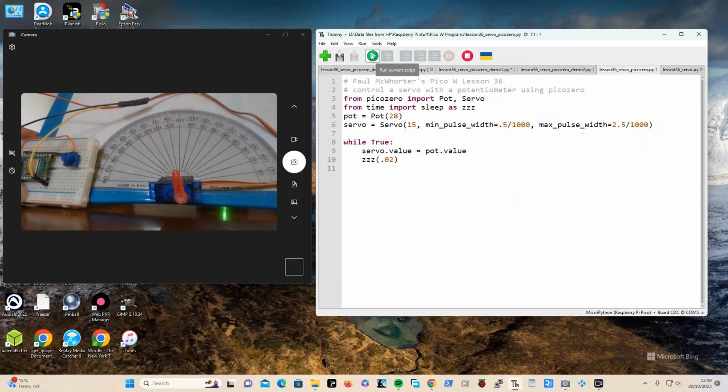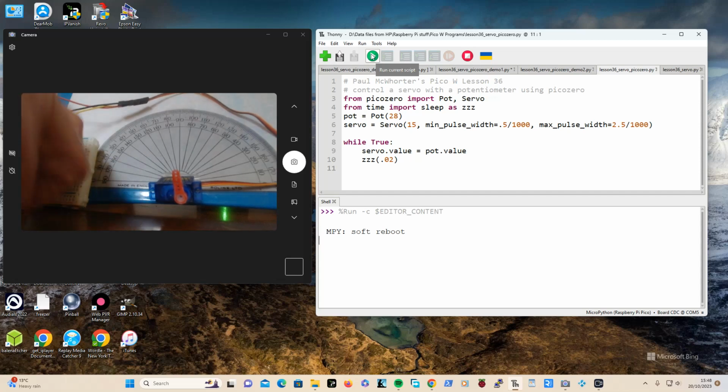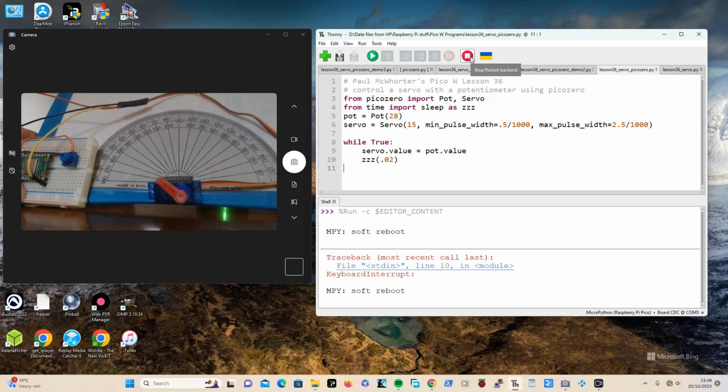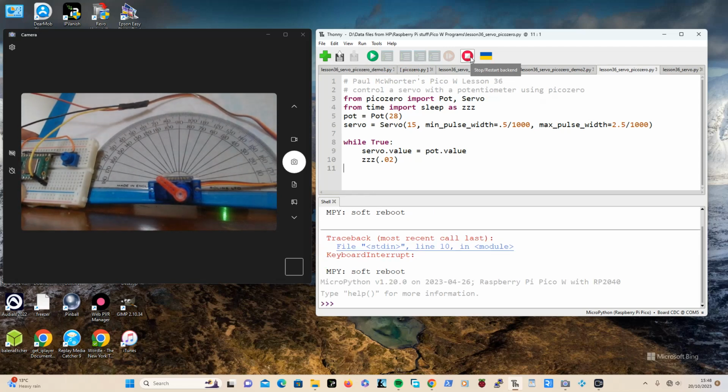I will just run it to make sure it works. Nothing's happening. I will turn it all the way there, 0 degrees, turn it round all the way there. So there's my program, there's my video. Probably no one will use it, and I don't blame them, to be honest.